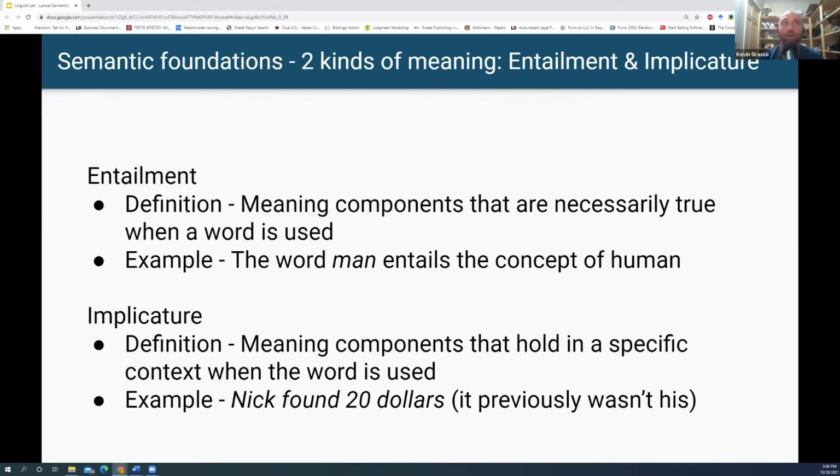Okay, so entailment is normally associated with semantics. I just gave a definition here: meaning components that are necessarily true when a word is used. So if you think about the word man, for example, if you call someone a man, they are also necessarily a human.